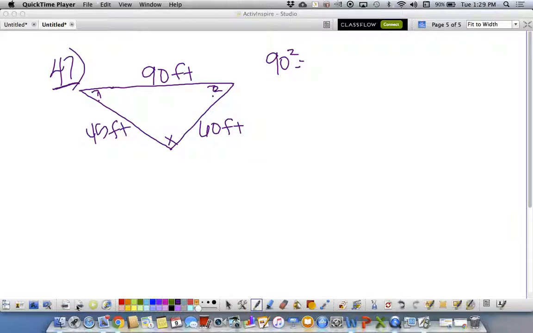Do not do one sig fig, especially with angles. You need to give at least two with angles. 45 squared plus 60.